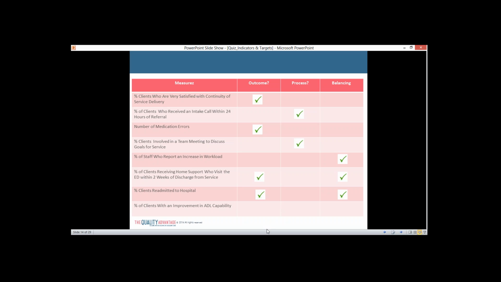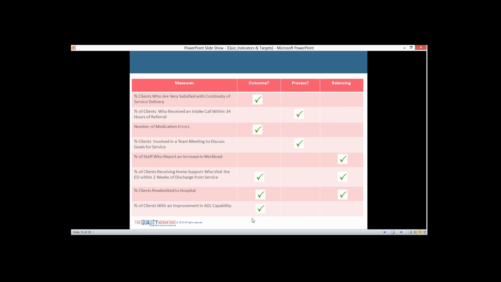Let's take a look at one final one, percentage of clients with an improvement in ADL capability, that's assisted daily living capability. If you chose outcome, you were correct. Functional capability is something that clients do care about, and it is frequently the goal of service.